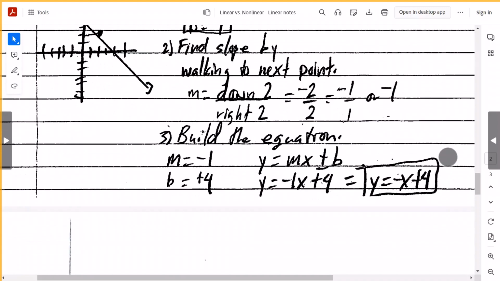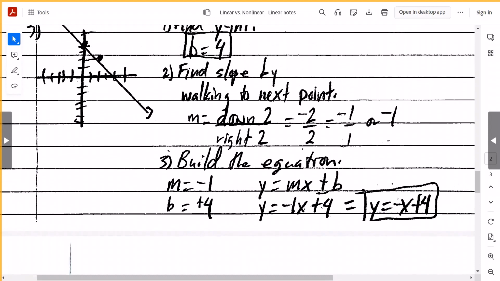All right, so build the equation. We found that the y-intercept was 4, slope's negative 1. Pop them in your y equals mx plus or minus b to get y equals negative 1x plus 4. Now, if I was just having you do this on paper, like out of the book, this would be fine with me. This doesn't bother me at all.